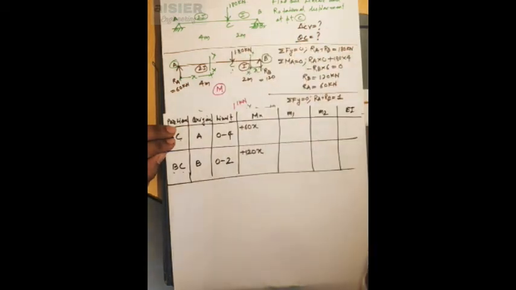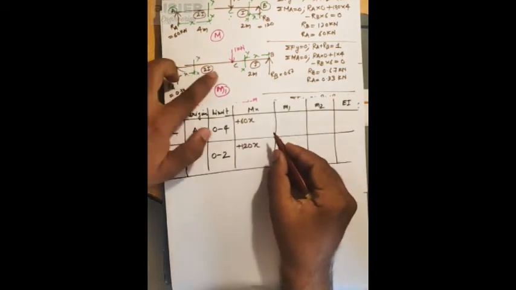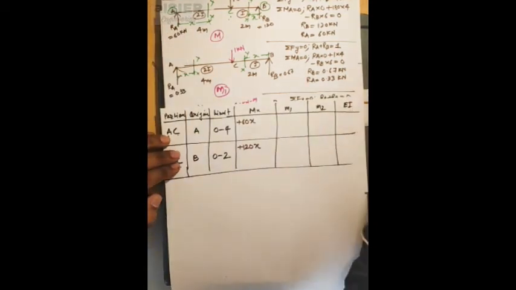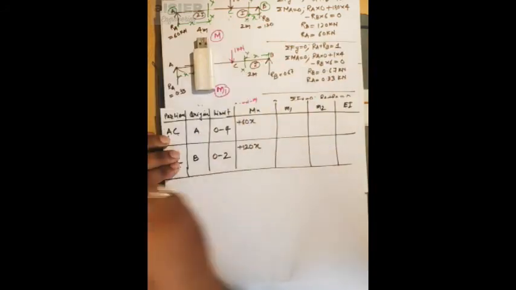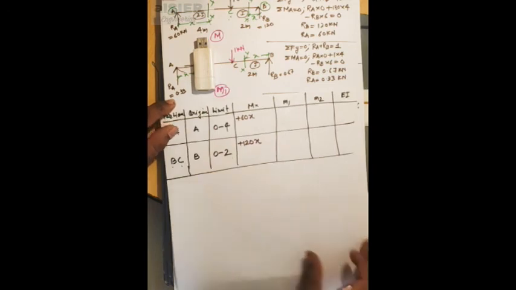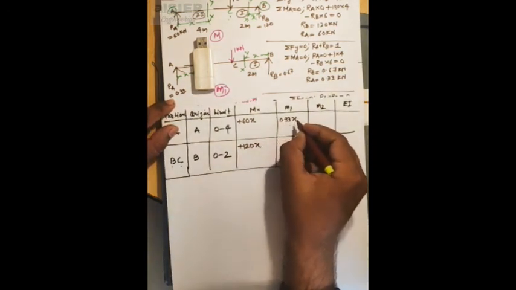Now we will calculate for the M1 diagram. So this is the M1 diagram. For region AC, this is the section. We will look on the left side of the section. There is only one load of 0.33 which is going clockwise. So 0.33 and distance is x.